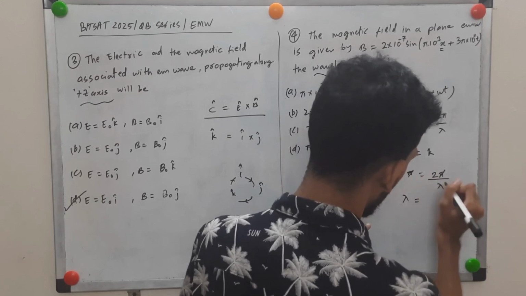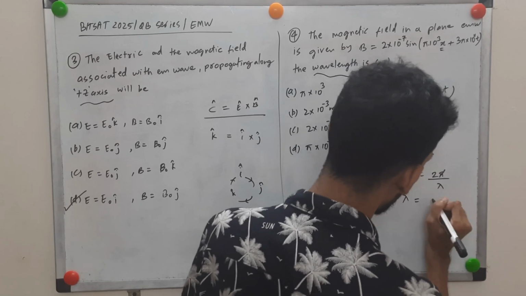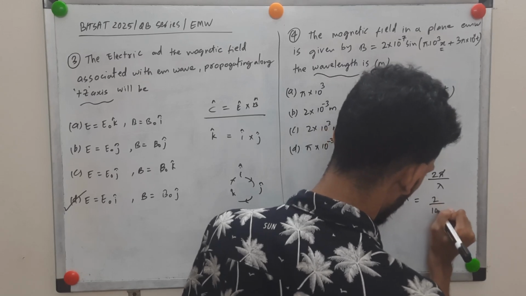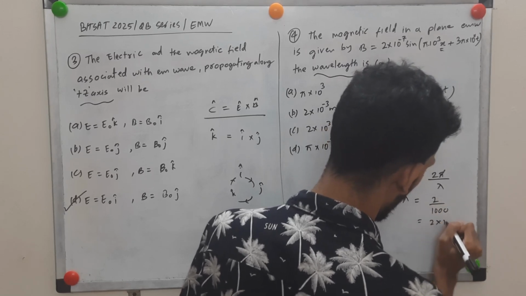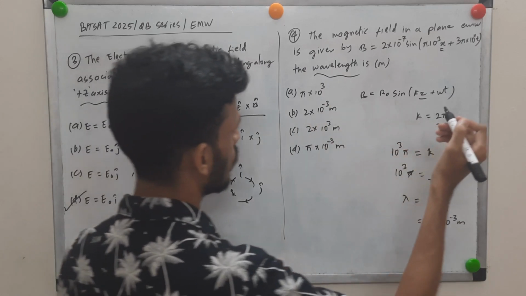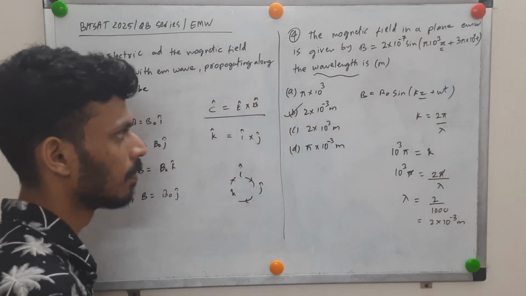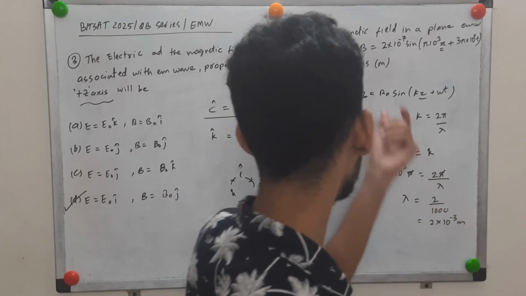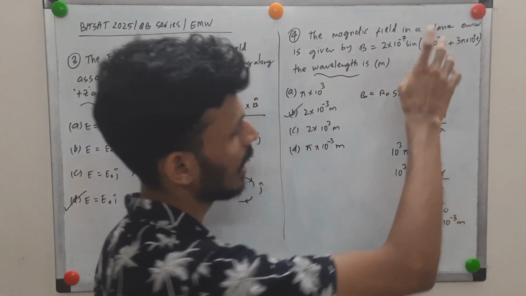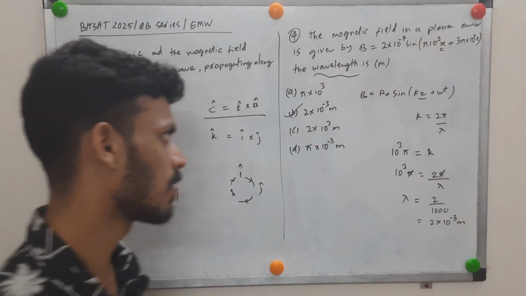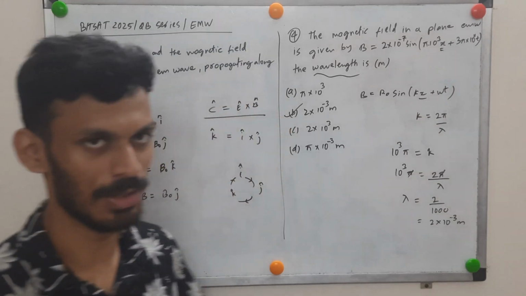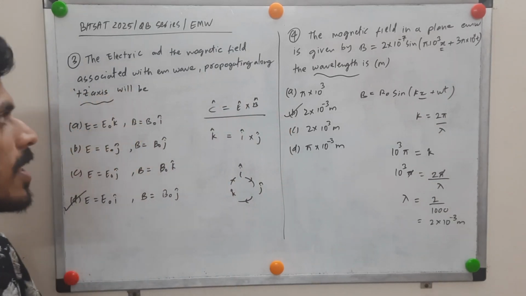So lambda is actually, we'll take this over there, so 2 by 1000, or 2 into 10 to the power minus 3, right? Because we want the answer in that form. So where is that? Option B. So it's like 2 millimeters, right? All the options are in meters. So everything is in standard unit. This x also will be in meters. So we just compared the coefficients of x with the general wave equation. So that's the simple concept behind this.